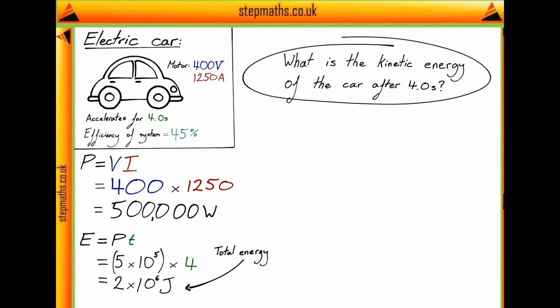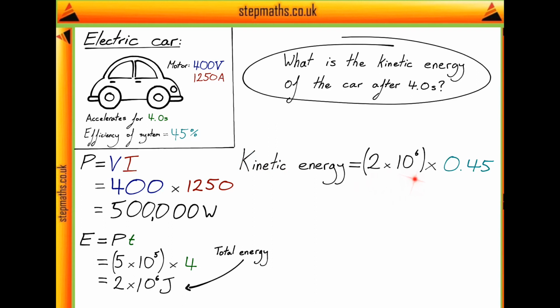However, the question is asking us for the kinetic energy of the car after 4 seconds, not the total energy. The difference is that we're told the motor has an efficiency. What this efficiency means is that 45% of all of the energy produced by the motor is converted into kinetic energy. So, to find the kinetic energy, we're going to take our total energy, 2 times 10 to the 6 joules, and multiply it by our efficiency factor.